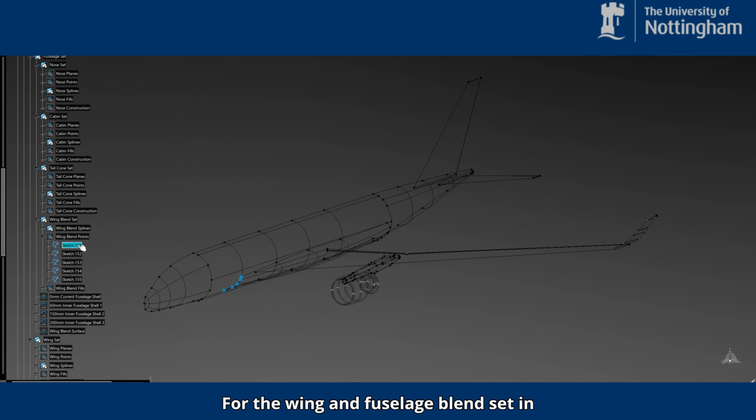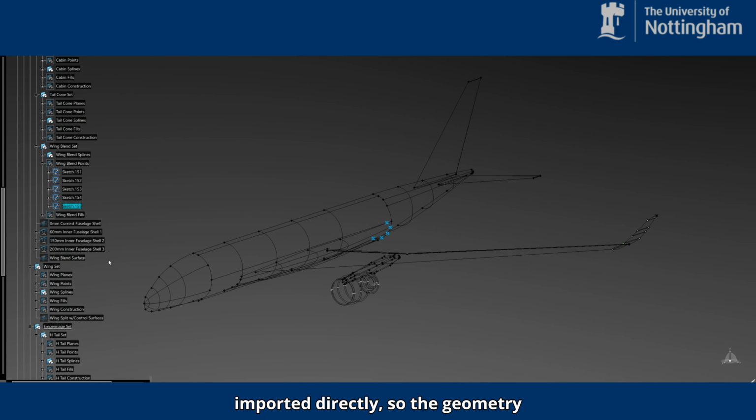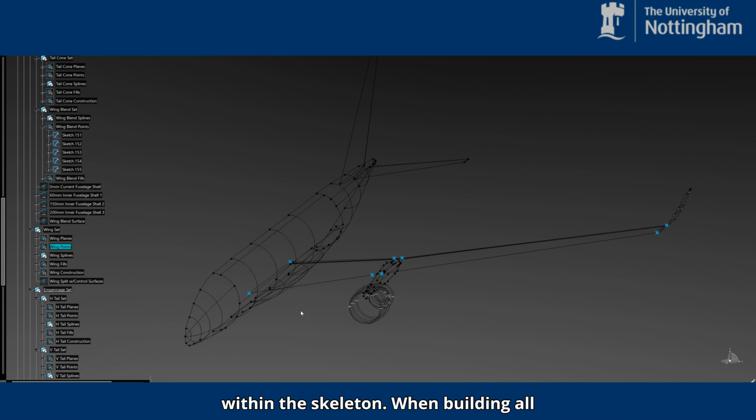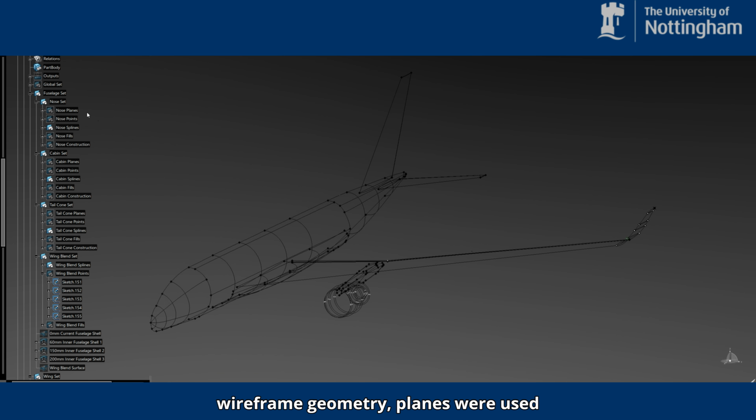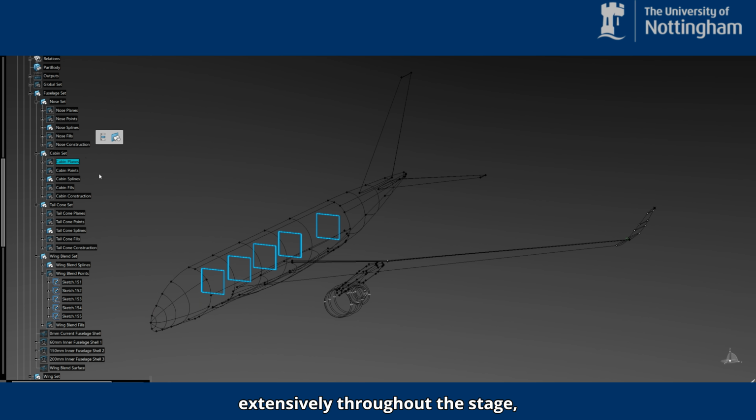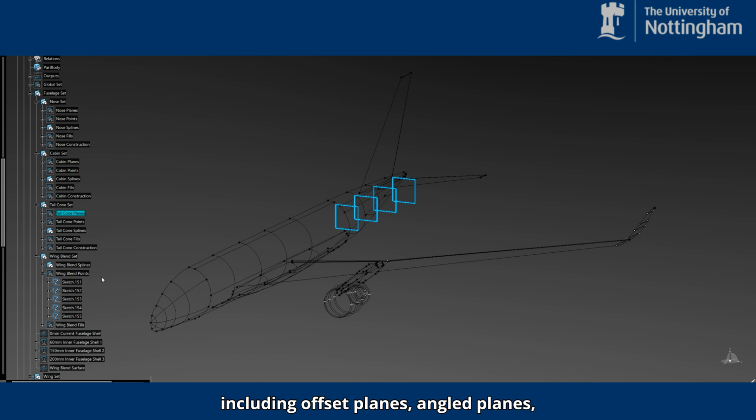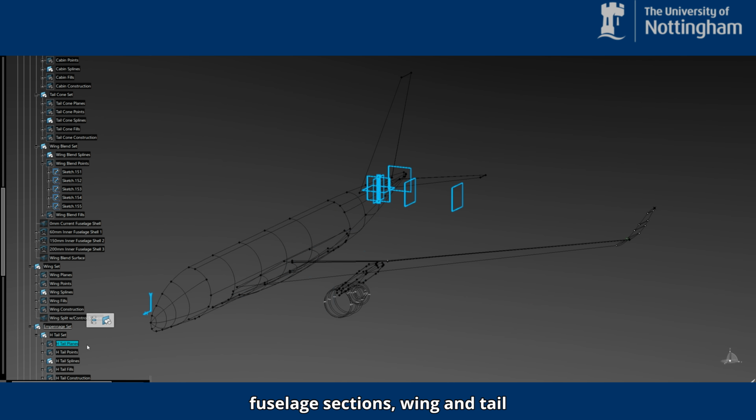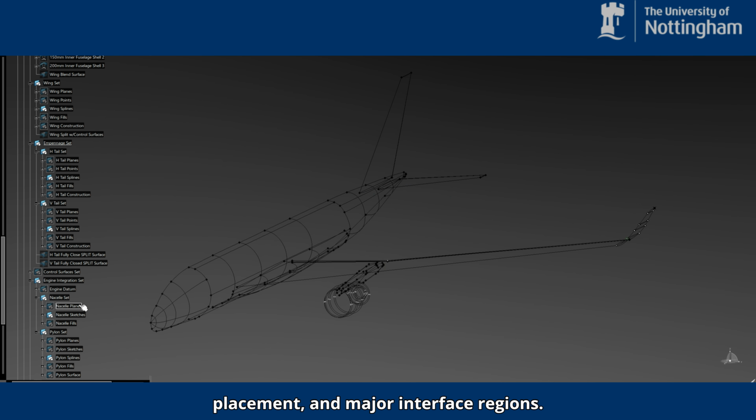For the wing and fuselage blend set in particular, the main planform and reference stations were recreated in CATIA from the earlier OpenVSP aerodynamic definition, rather than being imported directly, so the geometry remained fully parameterized and editable within the skeleton. When building all wireframe geometry, planes were used extensively throughout the stage, including offset planes, angle planes, and local reference planes to define fuselage sections, wing and tail placement, and major interface regions.